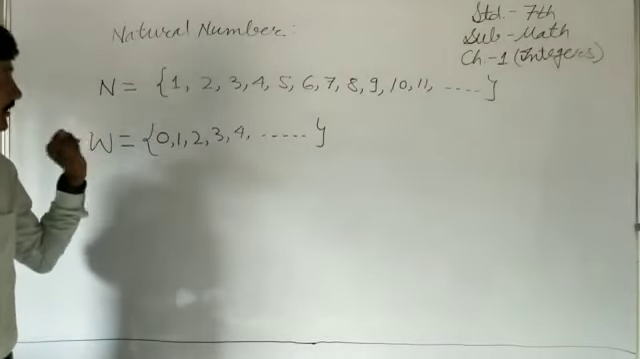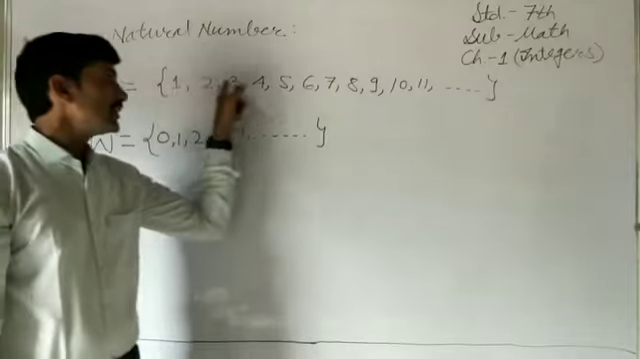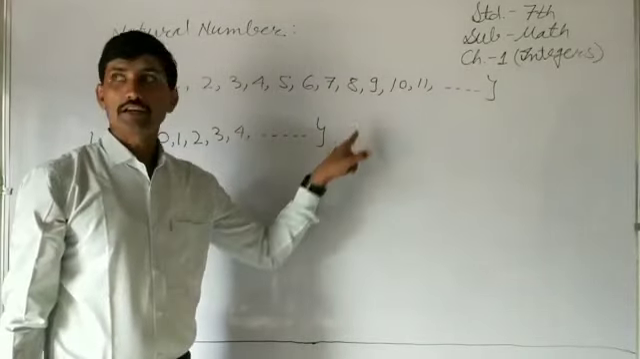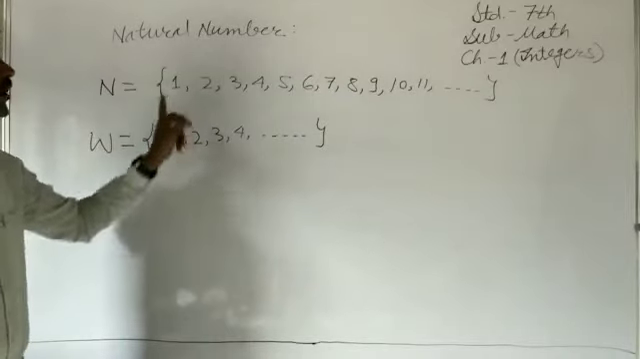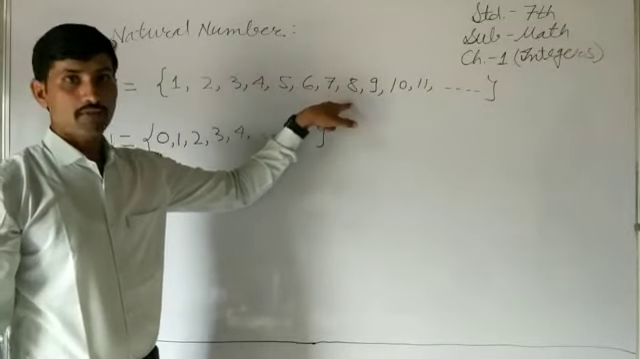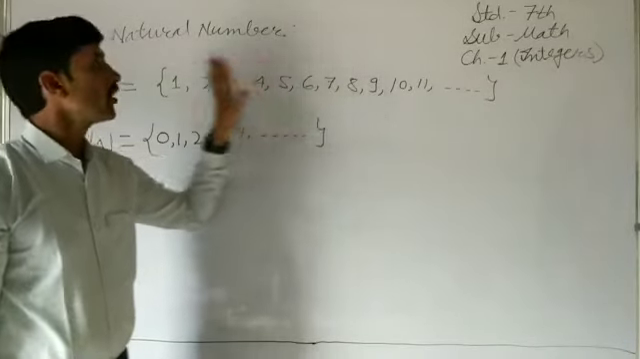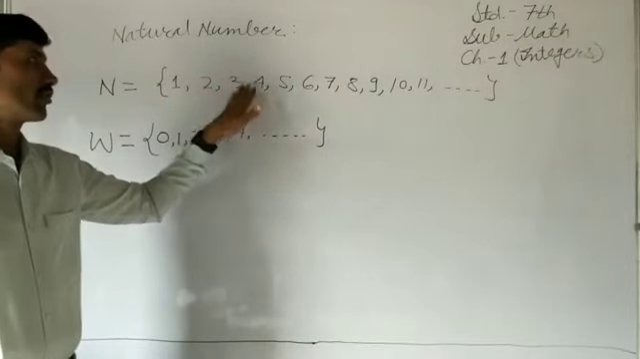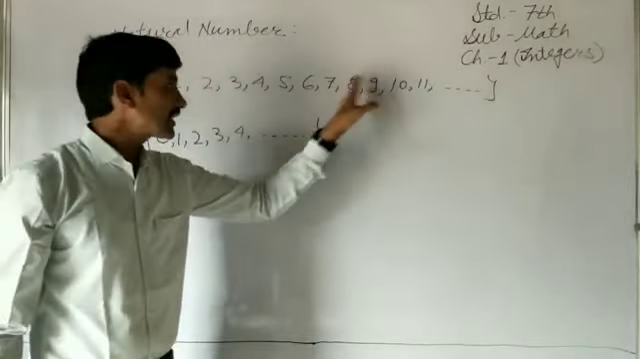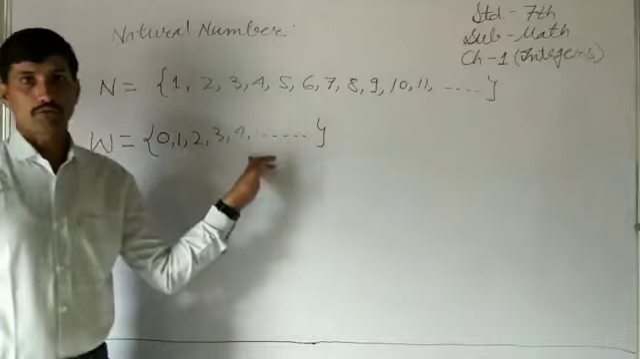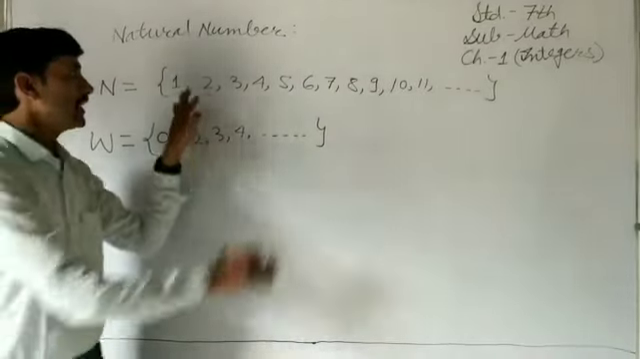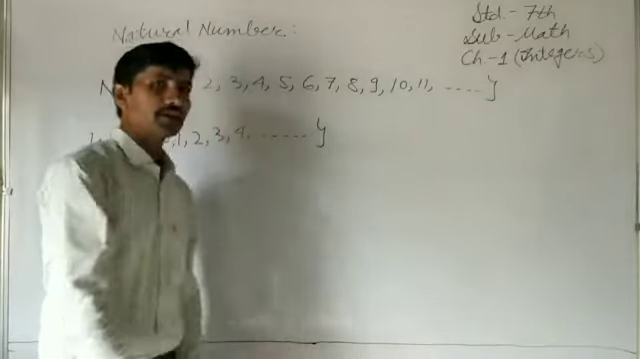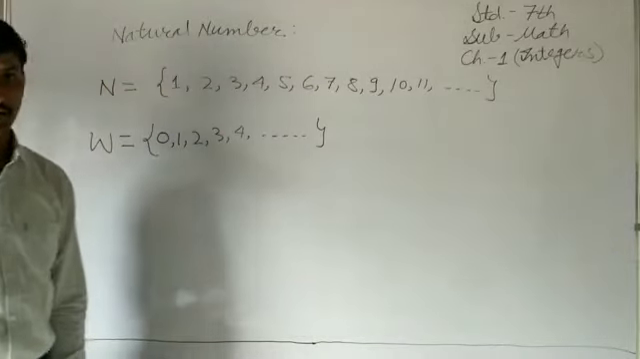So from here we can say every natural number is a whole number. Why am I saying every natural number? Whatever natural number you take from this collection, 1 or 2 or 3 or 4 or whatever, that number will be here also. That will be a member of this collection also. So that's why every natural number is a whole number.